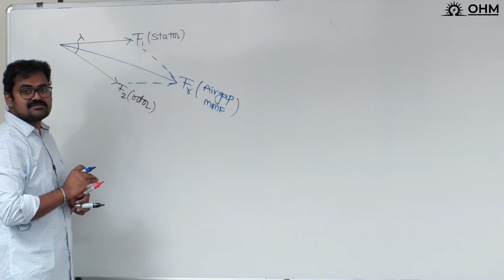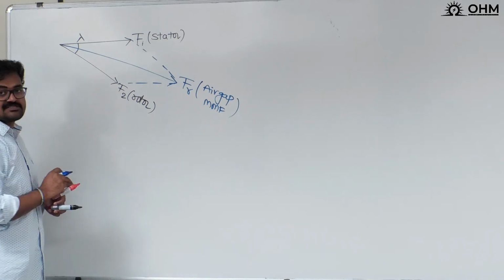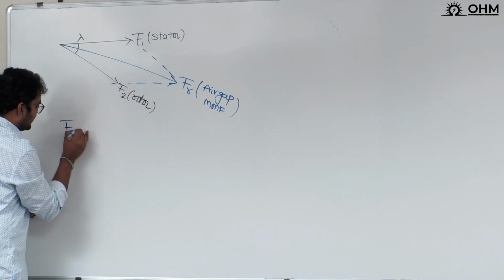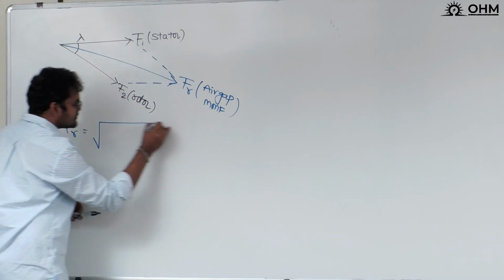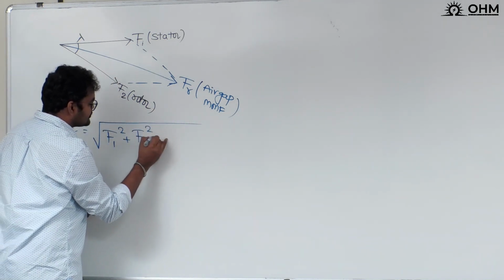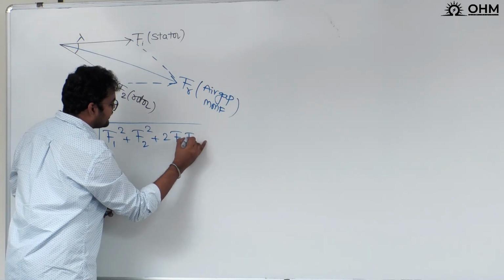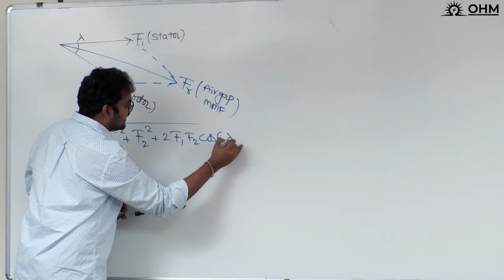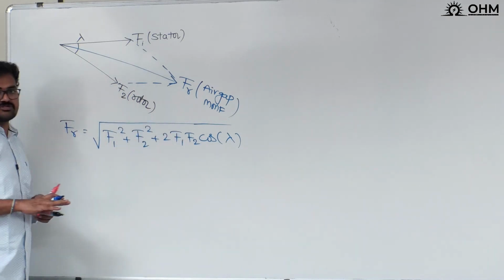So can you tell me what is the summation of two vectors differing by a phase angle lambda? We know that the resultant MMF is equal to the square root of F1 square plus F2 square plus 2 F1 F2 cos of the angle between these two. This is a vectorial summation.